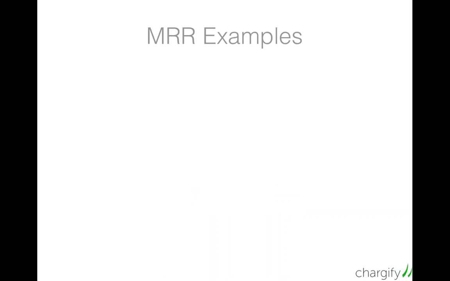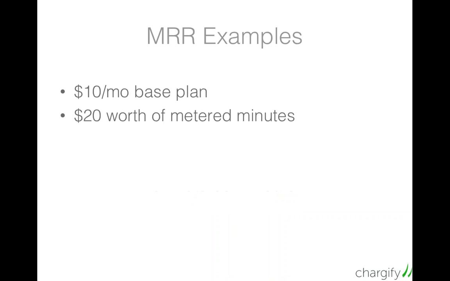Let's look at another example. A subscriber has a $10 a month base plan who used $20 worth of metered minutes in 1 month. This is an MRR value of $10. Metered components are not predictable. These charges are variable on any given period, and there is not a way to assume future charges, and that's why it's omitted.